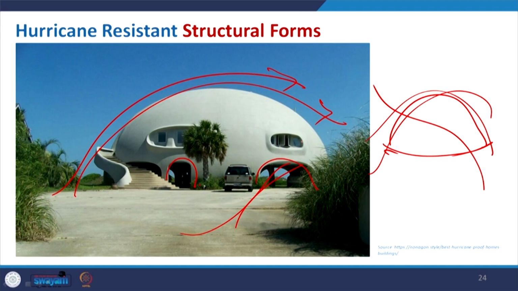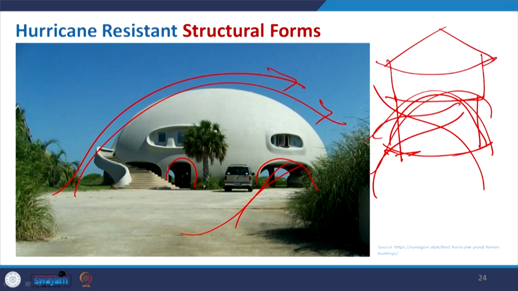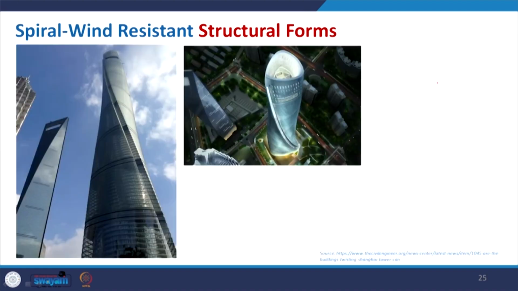So, here it is circular. So, this can be used, or instead of that we can have a roof something like this which is tilted. So, wind can pass through, and this particular roof can also help the wind easily pass over this surface.